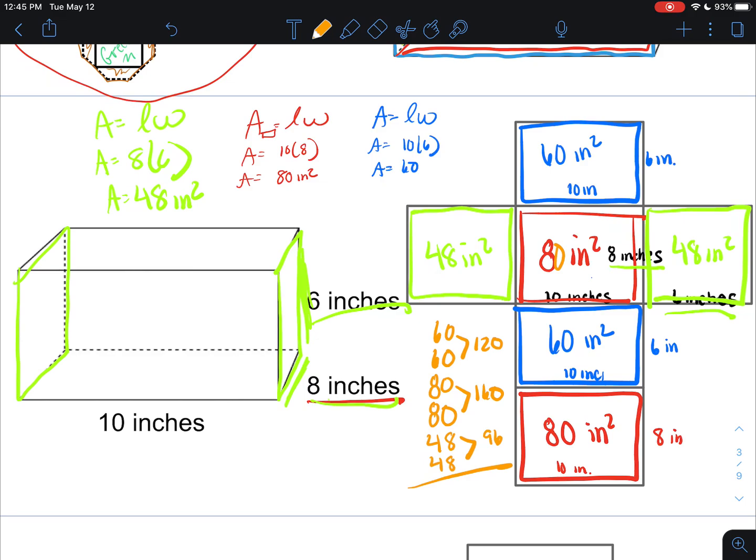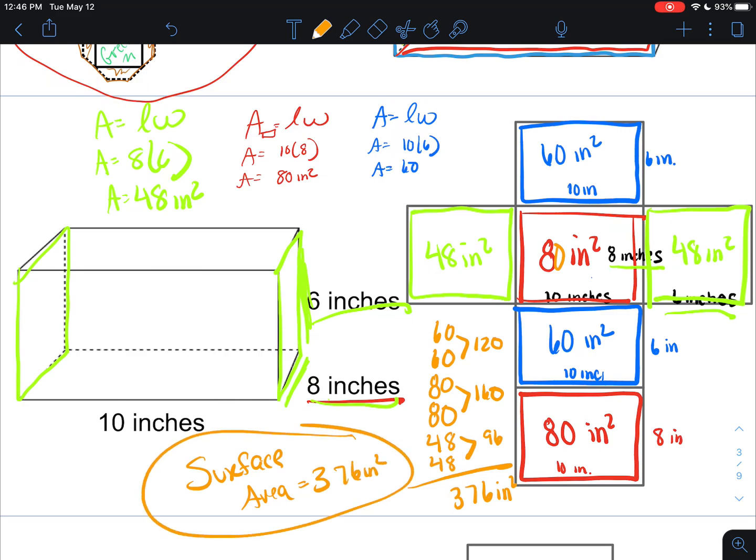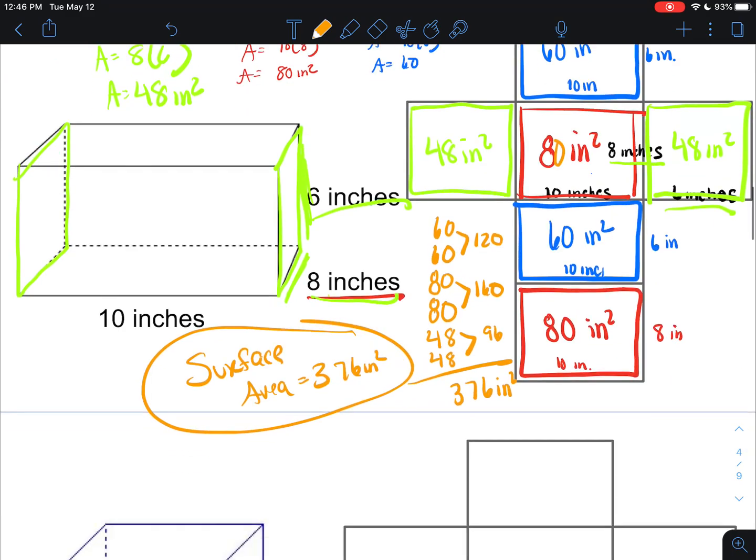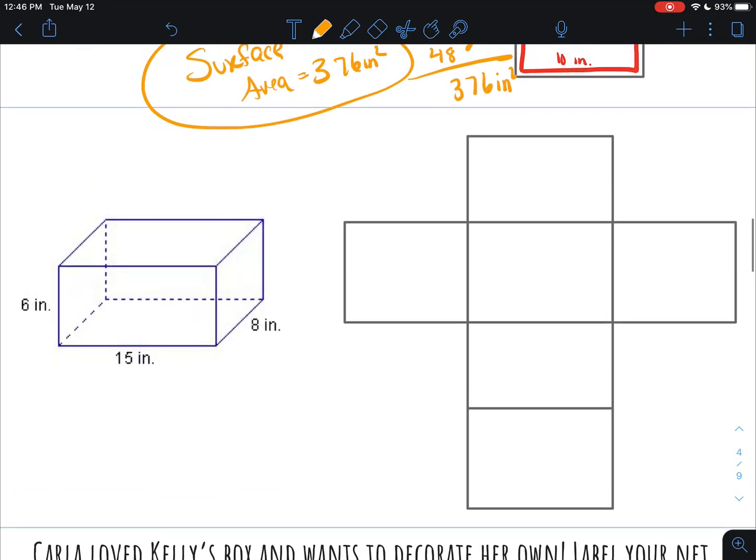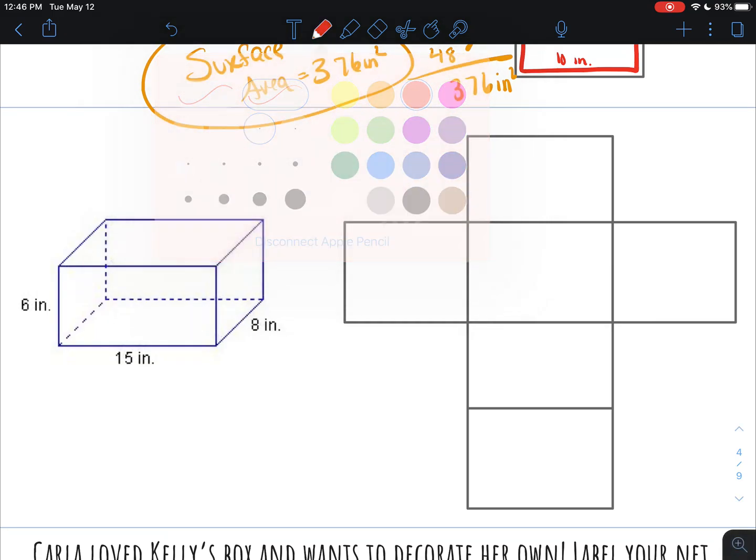You can all add them up individually. It's however you want to do it. So 96 plus 160 plus 120, 376 square inches. I'm hoping I added that right, but probably. Okay, so that right there, 376 square inches is the surface area, or the area of all of the surfaces. And that's your answer. Okay, I'm going to show you one more example.